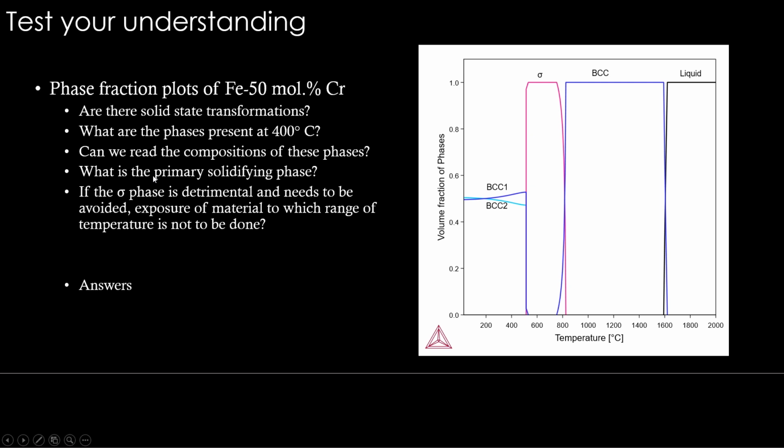Right. What is the primary solidifying phase? It's BCC. That's the one that appears once the liquid starts to transform to solid. Right. If the sigma phase is detrimental and needs to be avoided, exposure of material to which temperature range is not to be done? This is the temperature range. The range over which the sigma appears, about 500 to 820 or so, 820, 830. That's the temperature range you should avoid.